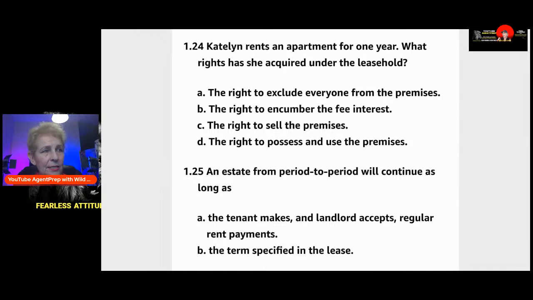Yes, the answer is D. The right to possess and use the premises. The right to possess and enjoy. And yes, they get to exclude a lot of people, but not everyone. So little keywords like that throw it off.